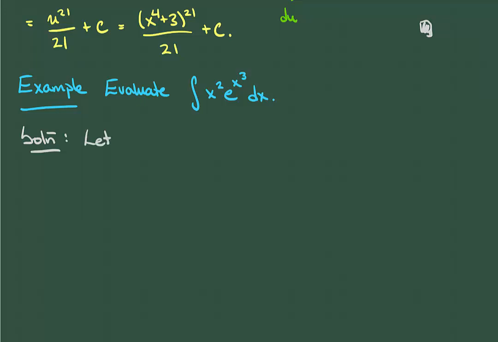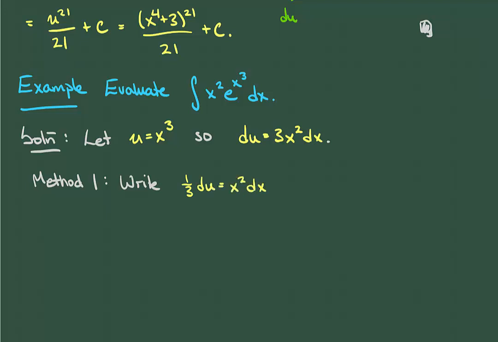Now I'm going to take u to be x cubed, so that du is 3x squared dx. The x squared part shows up in the integrand, but we don't have the 3 that we need. Turns out there are two possible ways to handle this. In the first method, we'll rewrite our expression for du to isolate for what we do have, namely the x squared term. In this case, I'll divide everything by 3.